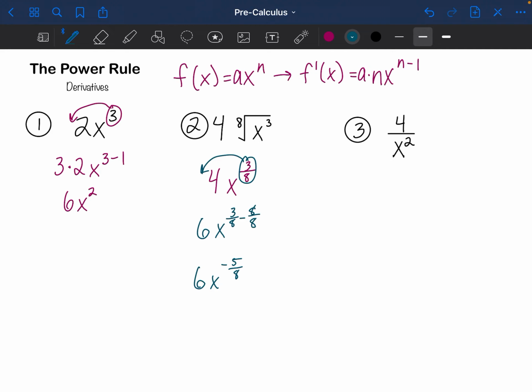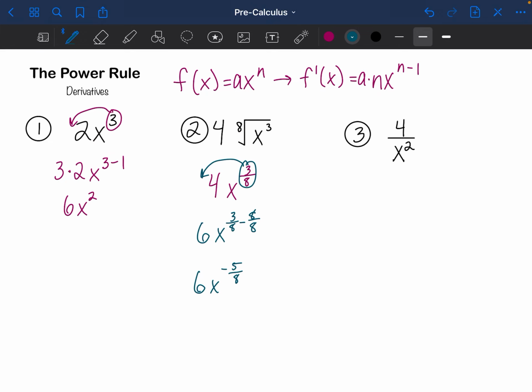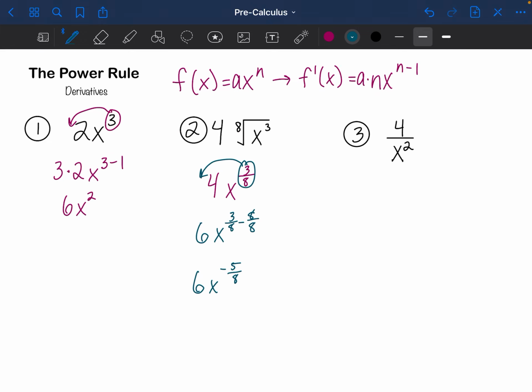When we have an exponent in the denominator, though, remember having an x squared in the denominator, to bring it back up, we're going to have to change it to a negative exponent. So 4 over x squared, you remember we found the derivative of this one using the difference quotient. Now we can do it much quicker. So 4 over x squared rewrites to 4x to the negative 2.